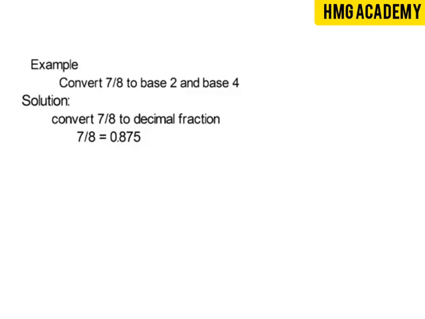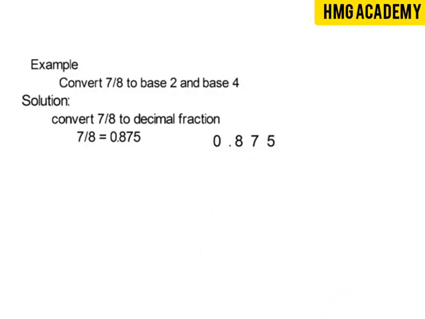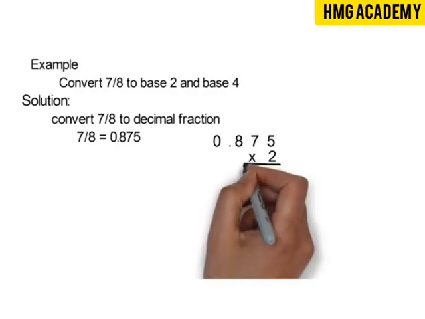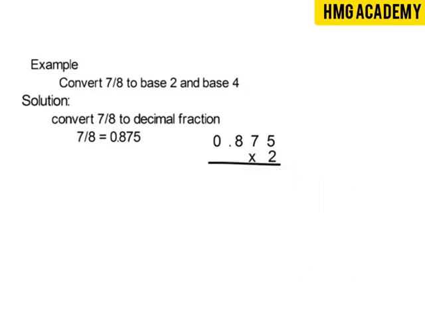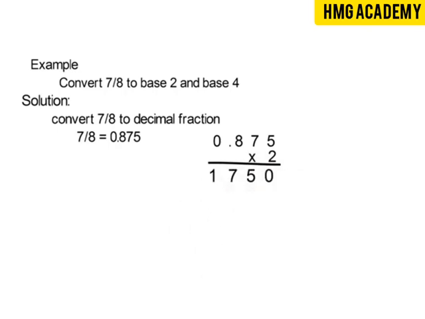So what do I do? Start multiplying the decimal part by 2. So I have 0.875 multiplied by 2. If I multiply this by 2, it will give me 1.750. Can you see? But I'm not going to put the dot. I'll just put the 1 apart from the decimal part. You get what I'm saying now?